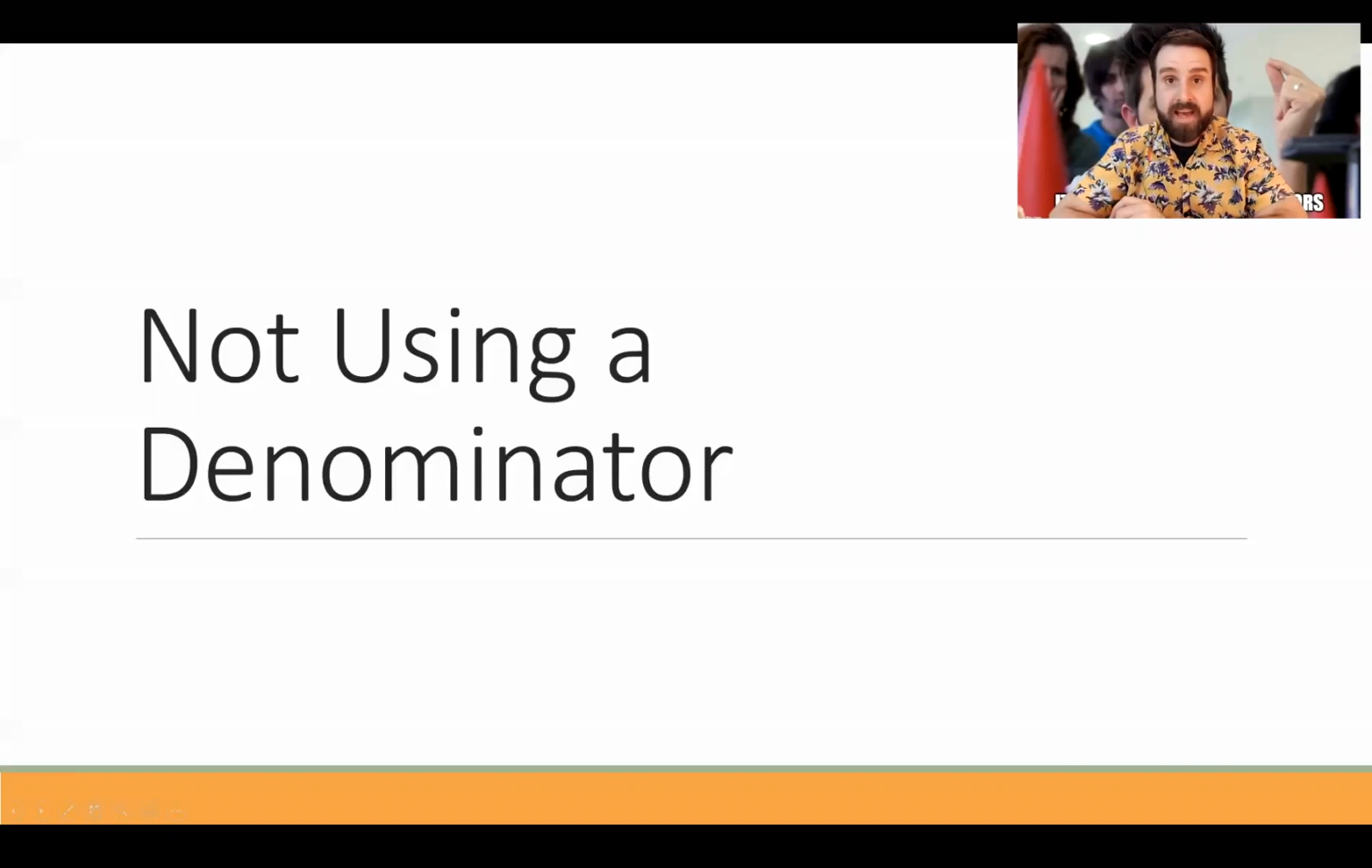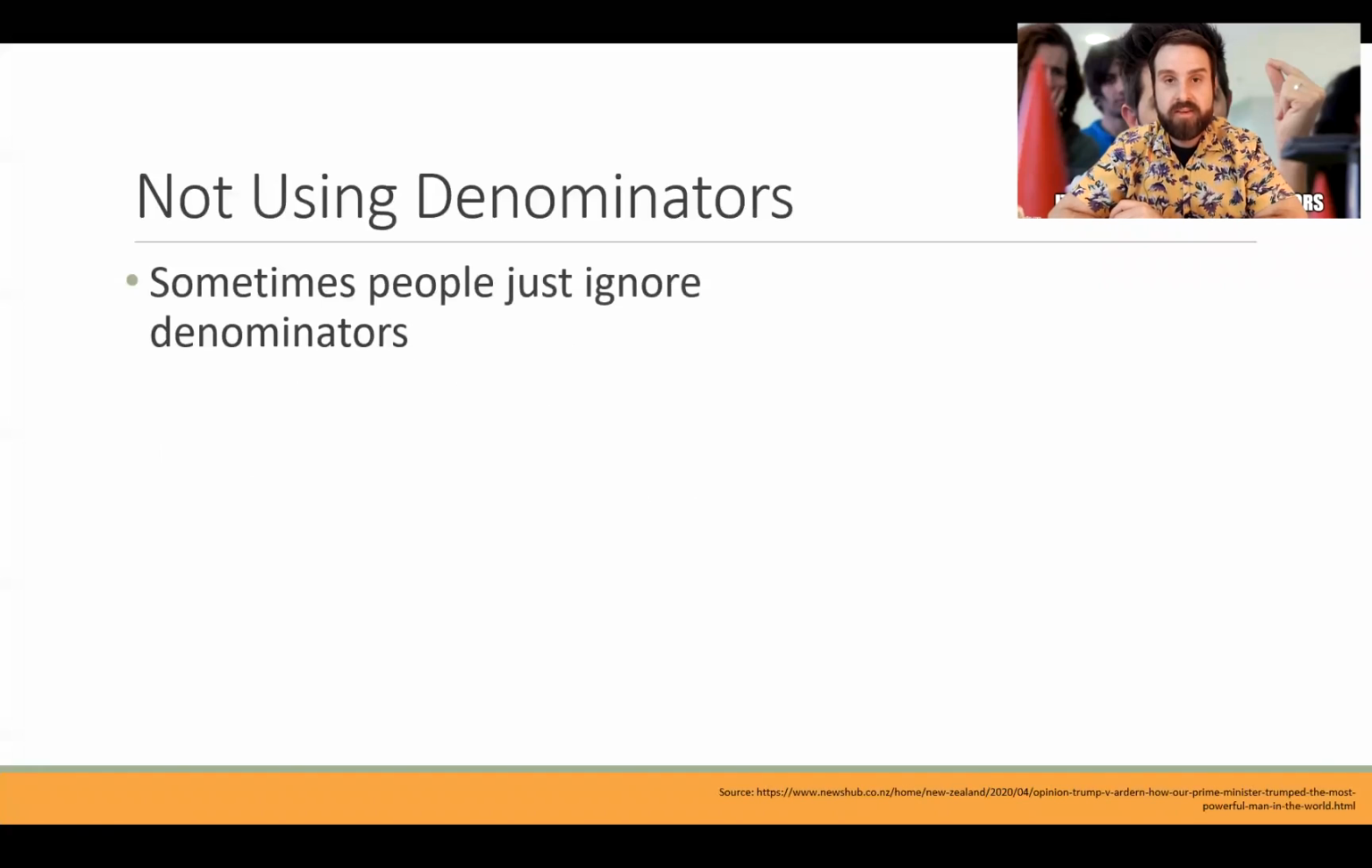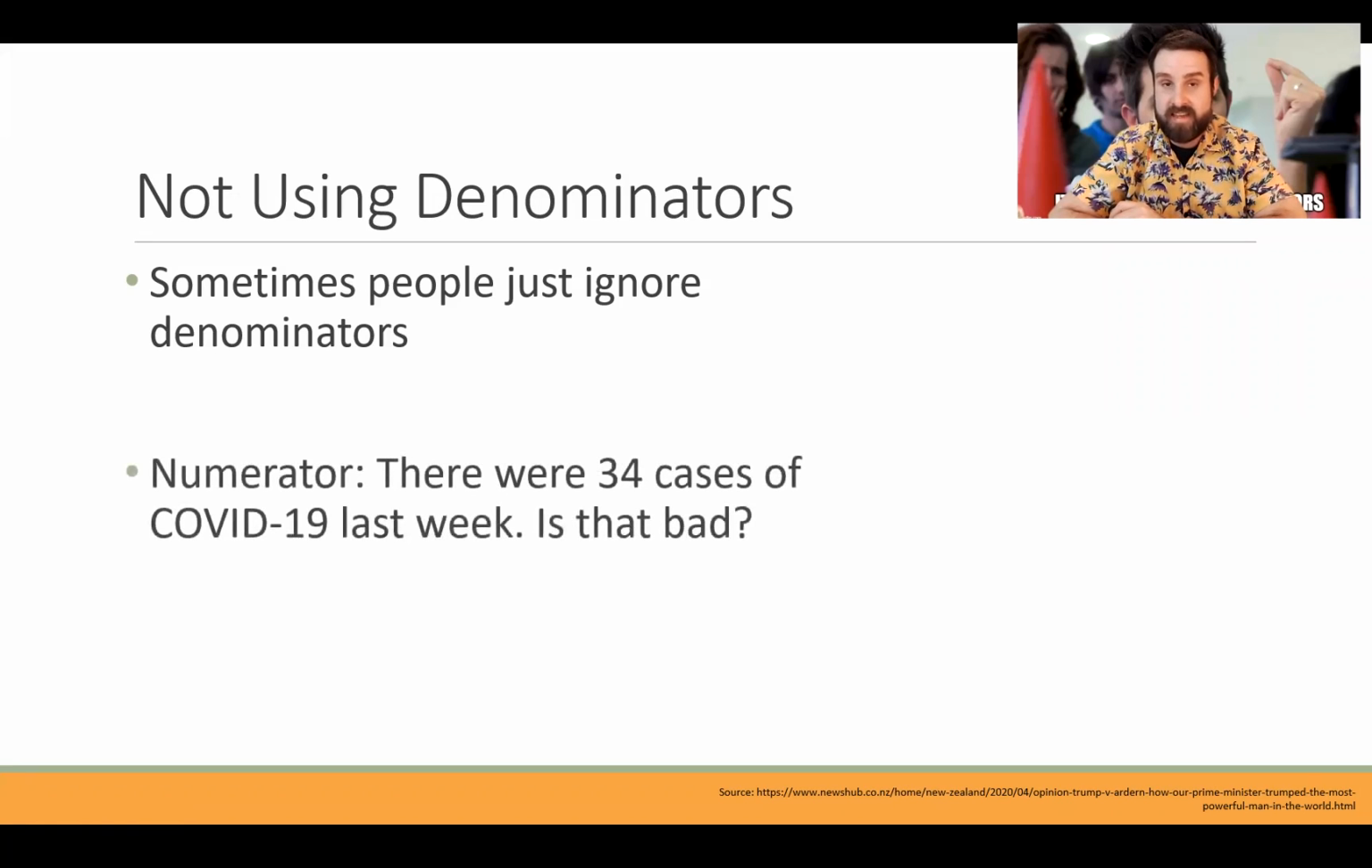We're back to talk about our first major class of denominator errors, which is not using one. Sometimes people just ignore denominators. They include the numerator, the count of something, but don't tell us the size of the group of potential things that led to the things.